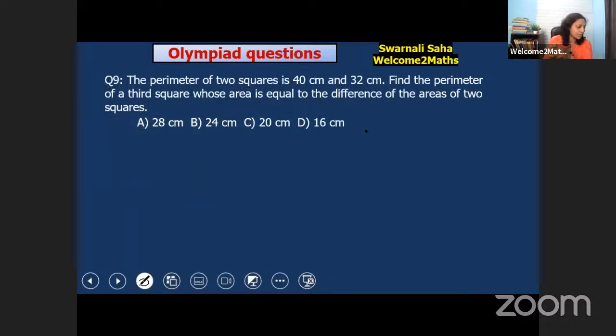Now next question is here. The perimeter of two squares is 40 centimeter and 32 centimeter. Find the perimeter of a third square whose area is equal to the difference of the areas of the two squares. Now, such an interesting question. Try to solve this first. The perimeter of two squares is 40 centimeter and 32 centimeter. Find the perimeter of a third square whose area is equal to the difference of the areas of those two squares. Okay.